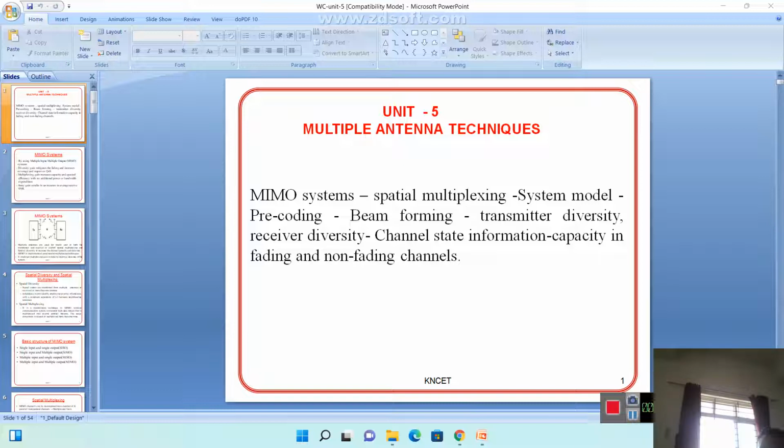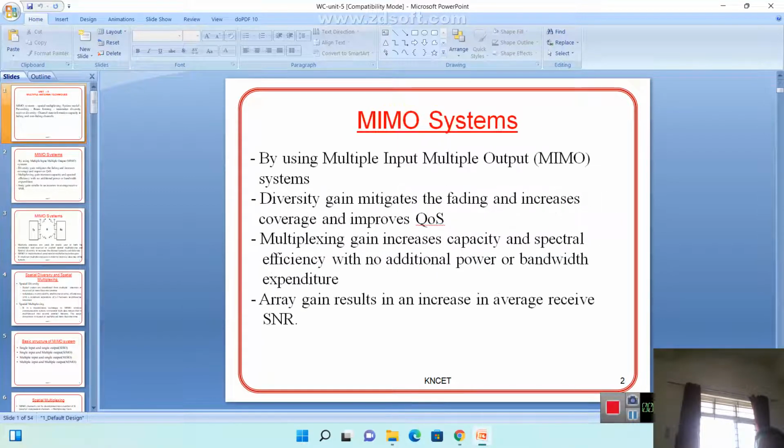Now we are going to discuss the MIMO system, the first topic of the fifth unit, using multiple input, multiple output. So the first M is for multiple, the second, I, is for input, the third, M, is for multiple, and the fourth one, O, is for output. Multiple input and multiple output system. That's why it is simply called the MIMO system.